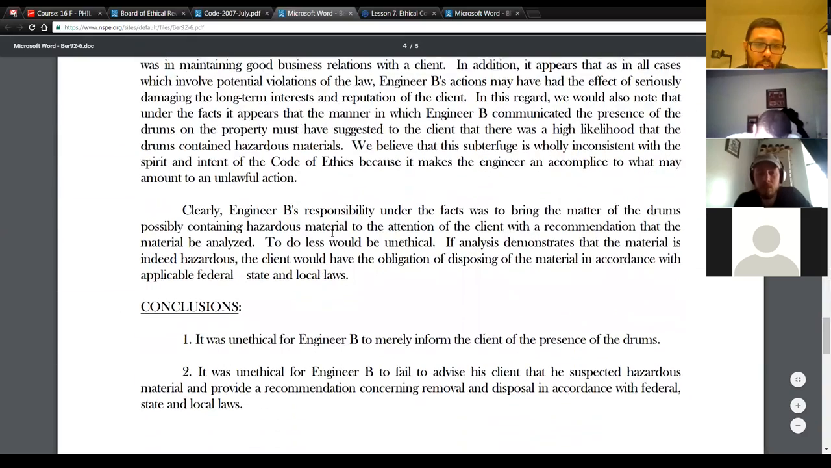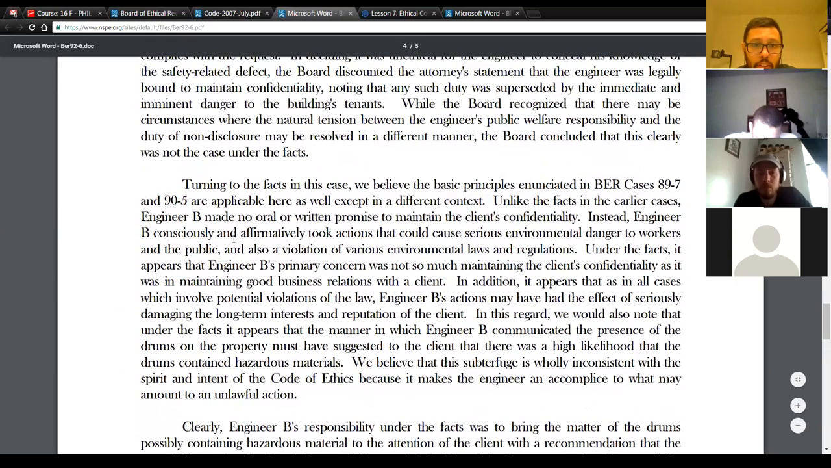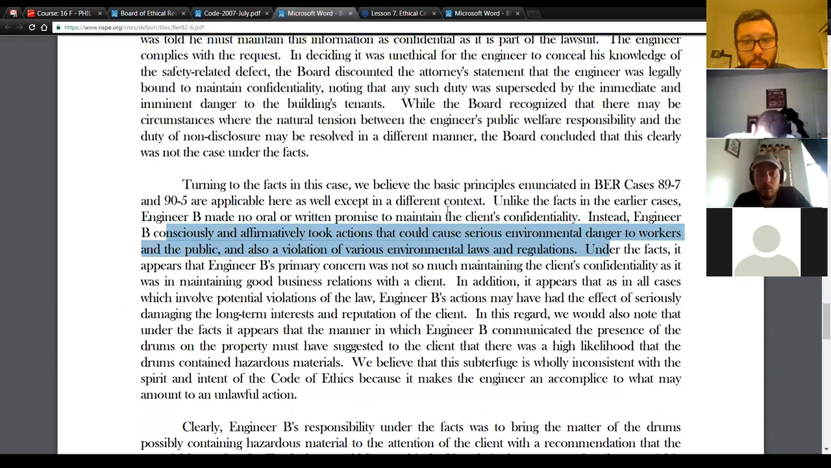And that's what they say for the main case here. Engineer B consciously and firmly took actions that could cause serious environmental dangers to workers and the public, also violation of various environmental laws and regulations. Under the facts, it appears that Engineer B's primary concern was not so much maintaining the client's confidentiality as it was maintaining good business relationships with the client. I mean, that means that your priority of responsibilities is reversed. Comments?